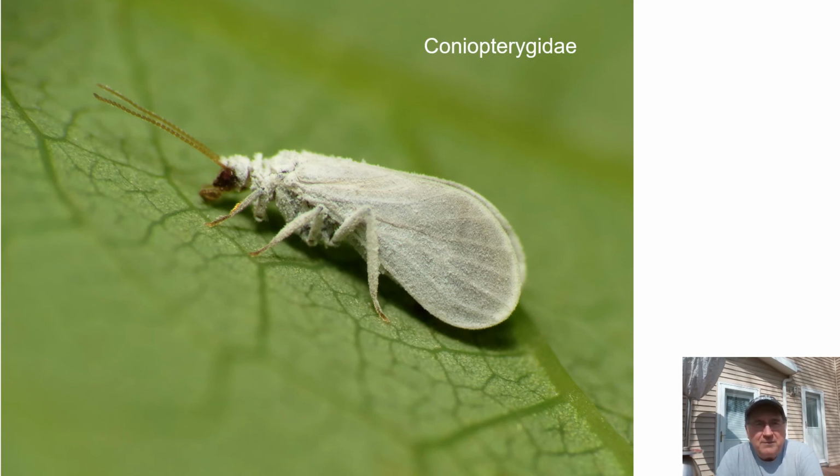As in all Neuroptera, the larvae are predatory, and people have been very interested in them as predators of mites. The adults can be predatory, but they will also feed on plant material as well.